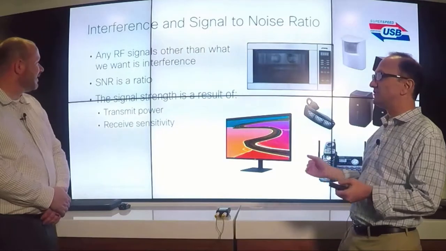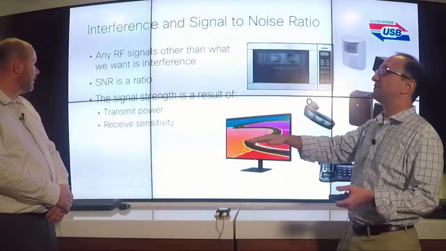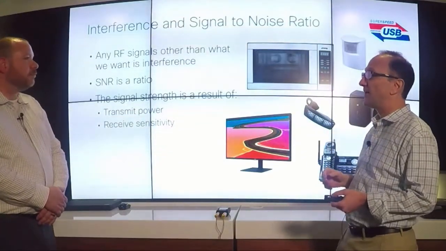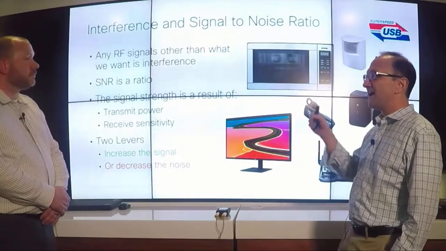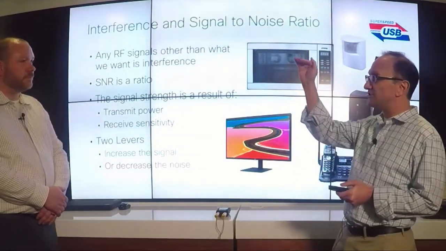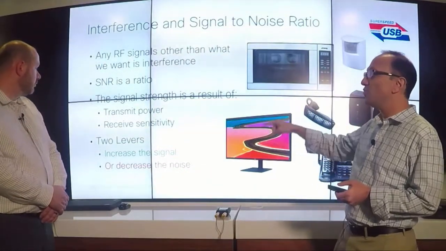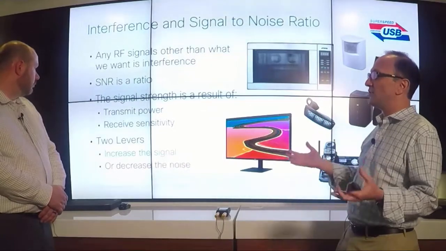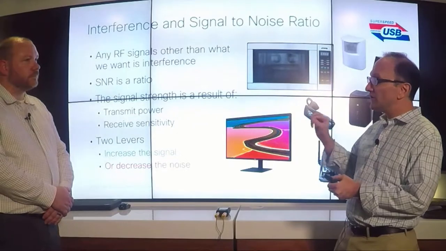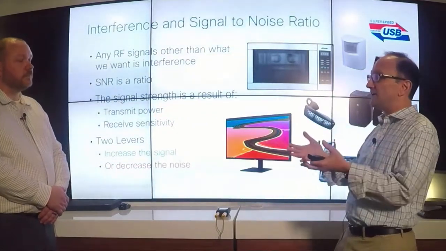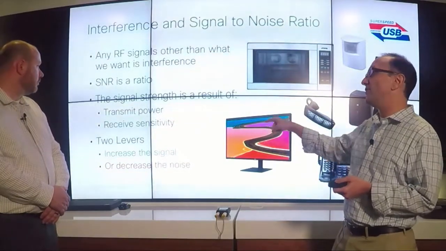And so what is signal strength? Signal strength is going to be a result of my transmit power, how loud can I talk, and receive sensitivity, how well can I hear you. This is really the secret to wireless. It's as simple as this. I have two levers. You can increase the signal, and you can decrease the noise. That's it. If I can't do one of those two things, I'm not going to get a good quality wireless network experience. And when you look at all the different capabilities that companies like Cisco build into our wireless network solutions, they're actually focused on those two things.